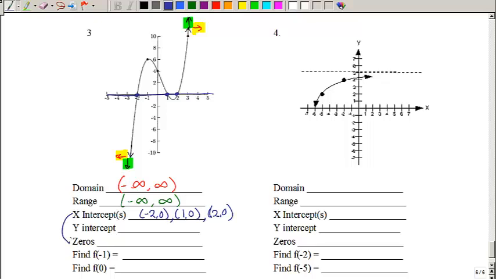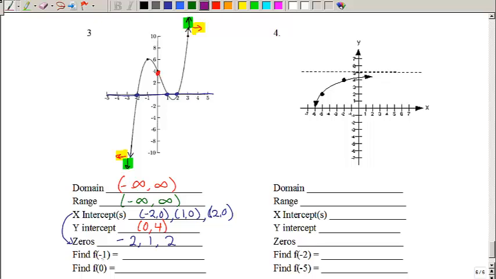Once you have the x-intercepts, I like to jump down here to the zeros and fill in my zeros as well. Because if you get the x-intercepts correct, you better get your zeros correct, because the zeros are just the x-coordinate of my x-intercepts. All the values of x where my function crosses the x-axis or where f of x is equal to 0. My y-intercept is where the graph crosses the y-axis at (0, 4).